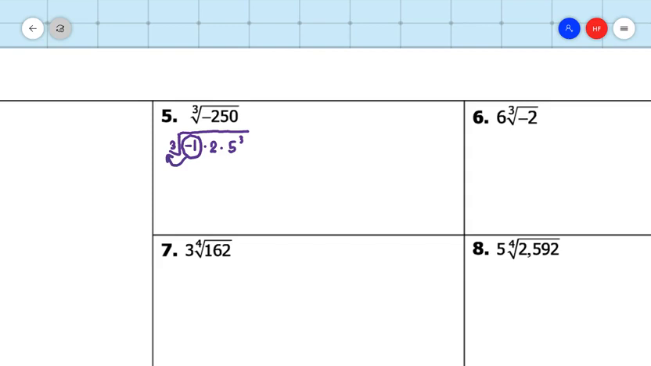Then I know that because this has a power of 3 on it, I can take it out with nothing left over. So on the outside I have -1 times 5. And on the inside I still have a 2. -1 times 5 is -5. And on the inside still is that 2.